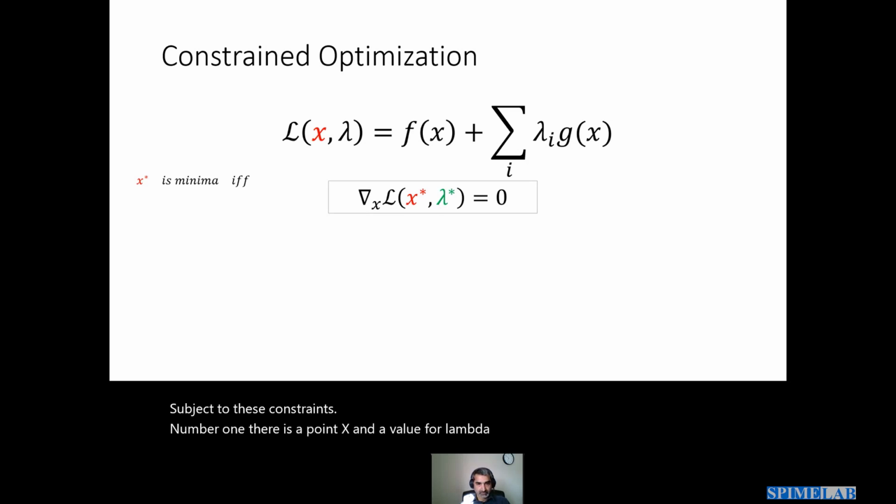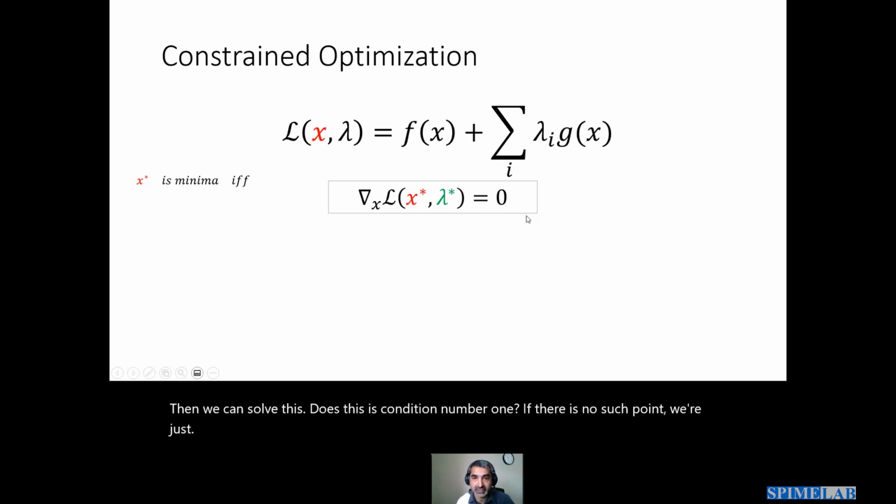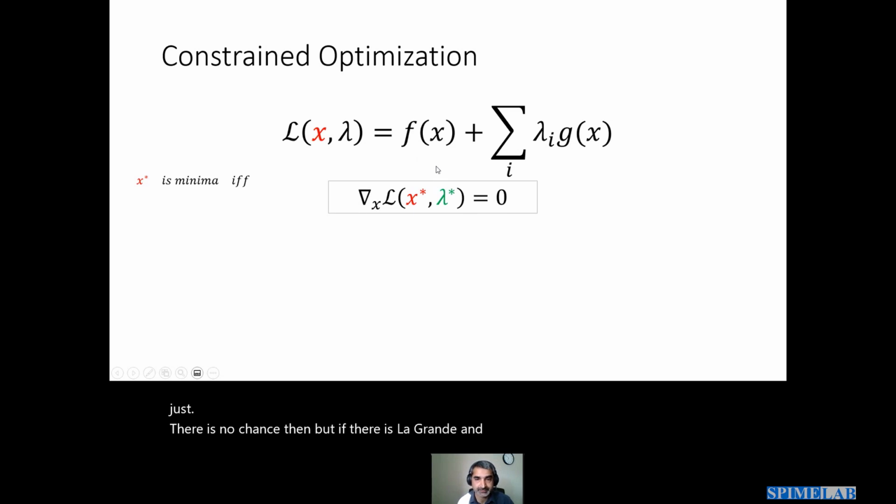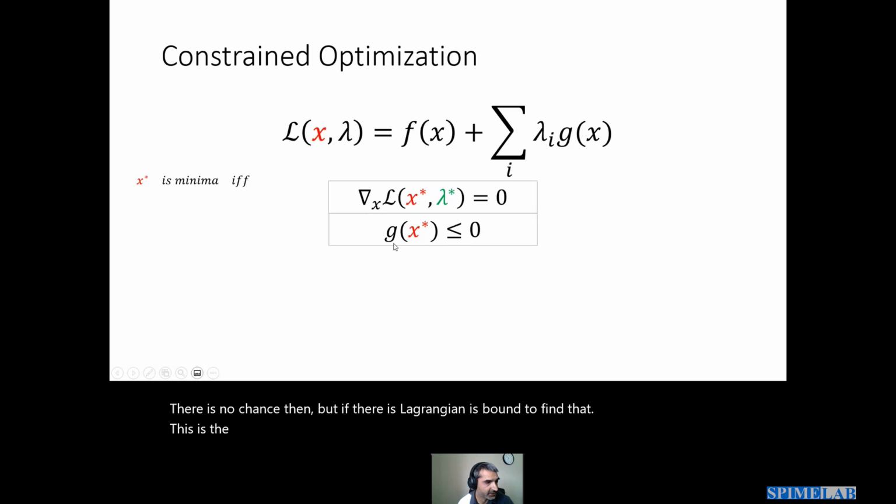So again, subject to these constraints, number one, there is a point x and a value for lambda where the gradient is 0. If there is, then we can solve this. This is condition number one. If there is no such point, there is no chance then. But if there is, the Lagrangian is bound to find it. Second, this is the second KKT condition. We call it primal feasibility.